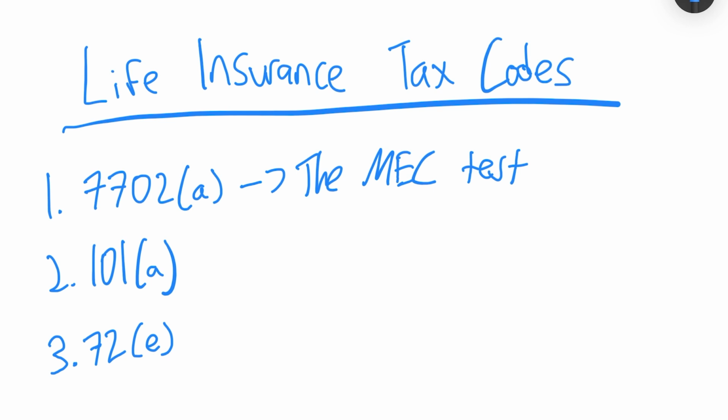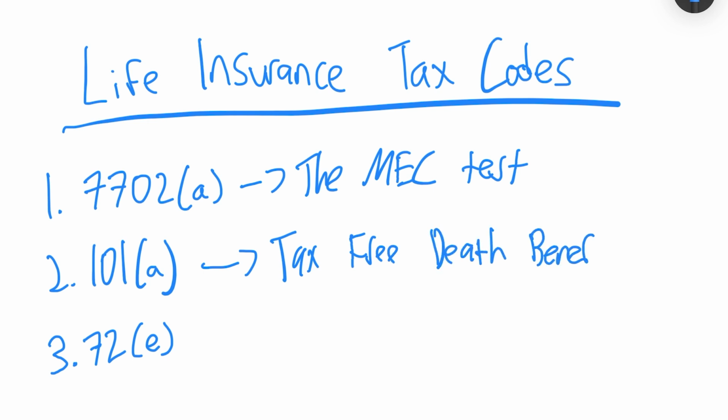Now, the next tax code I want to go over is 101A, and this is all about the death benefit being tax free. What 101A talks about is when the insured dies on the life insurance policy, the death benefit is paid out to the beneficiary or beneficiaries income tax free. That's really important. So 101A is all about the tax-free death benefit.